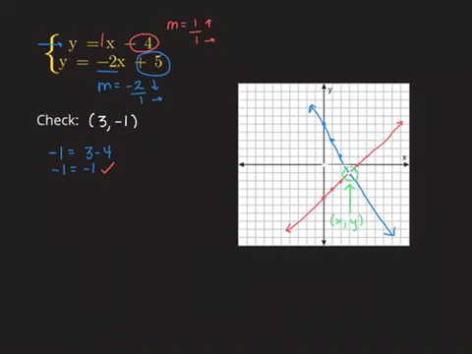Then I'm going to test it out in the second equation. So I'm going to plug it into this one. Again, I'm going to replace y with -1, and I'm going to replace x with 3. So is -1 equal to -6 plus 5? And it is. So it also works in this equation. So since it works in both equations, I know that my answer is correct.